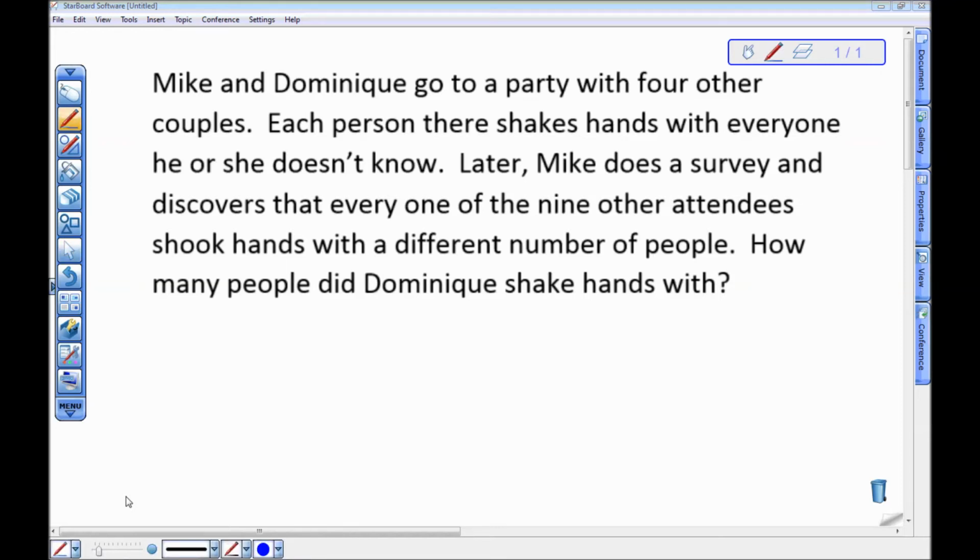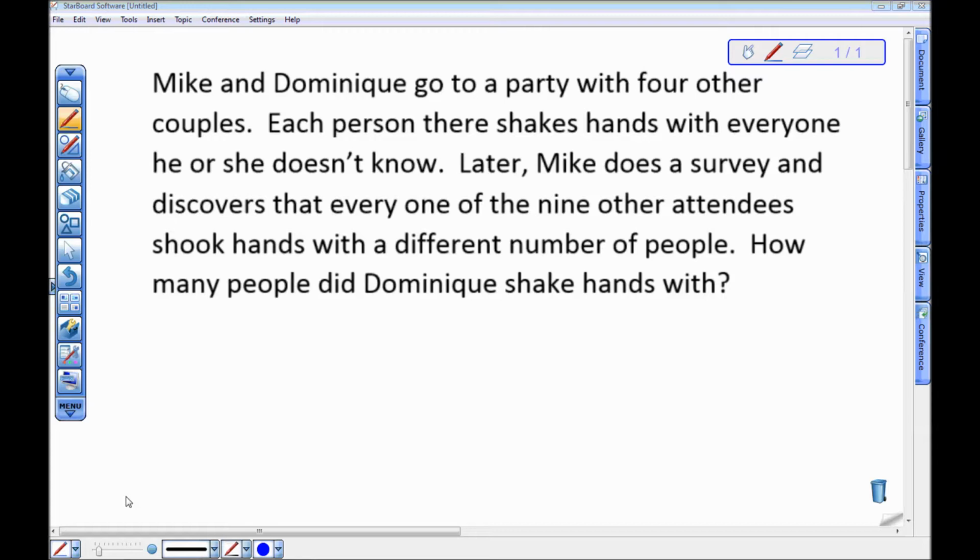I want to go through this problem and give you a careful reading of it, just to make sure that you're on the right track. So Mike and Dominique go to a party with four other couples. Each person there shakes hands with everyone he or she doesn't know. Later, Mike does a survey and discovers that every one of the 9 other attendees shook hands with a different number of people. How many people did Dominique shake hands with?